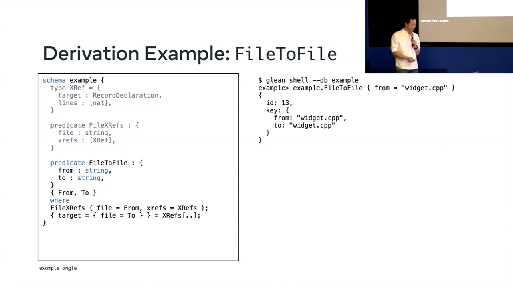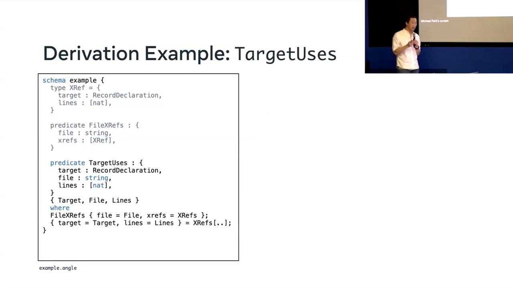Let's do another example. We're going to reverse the file xrefs schema. So target uses will be a predicate where, given a target, we're going to give you basically the defined references of that target. And the way we'll do it is we're going to take target, file, and lines. The order of these things matters because that's the order in which they're going to be indexed in. But I'll show you why this matters. Okay, so we're going to take target, file, and lines.